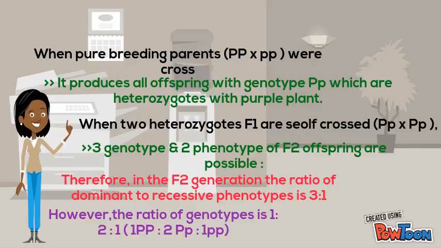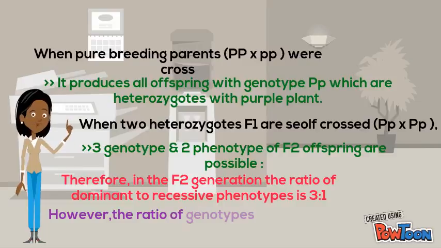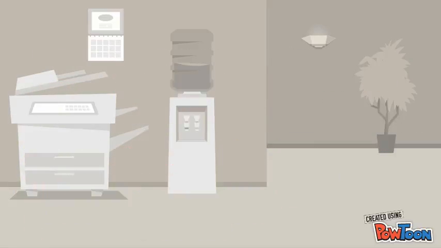When two heterozygous F1 are self-crossed, big P small p crossed with big P small p, three genotypes and two phenotypes of F2 offspring are possible. Therefore, in the F2 generation, the ratio of dominant to recessive phenotypes is 3:1. However, the ratio of genotypes is 1:2:1.